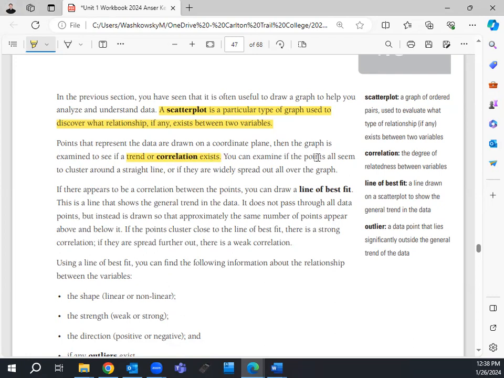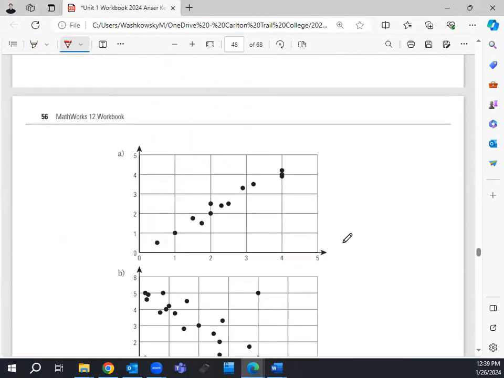Specifically, we're looking at whether the points seem to cluster around a straight line or if they're completely spread out over the graph. So we're looking to see if they're spread out or if there's a straight line. I'm just going to scroll down in a second to show you something. If you look at this one here, this looks like it's centered around a straight line, right? That's what I'm talking about.